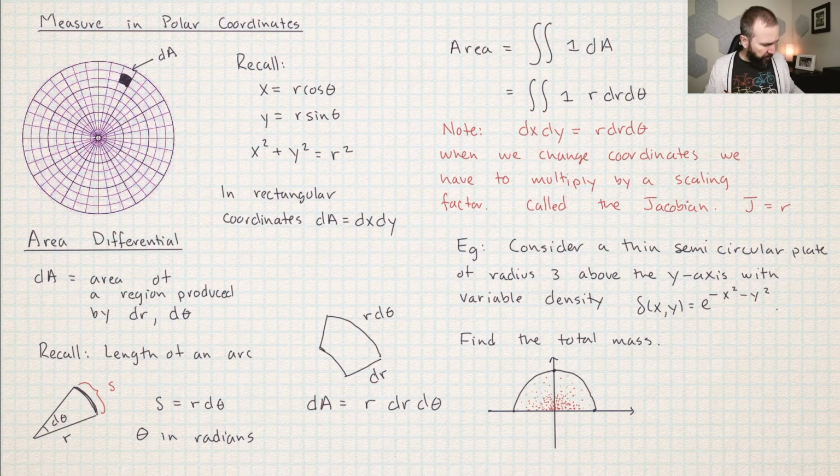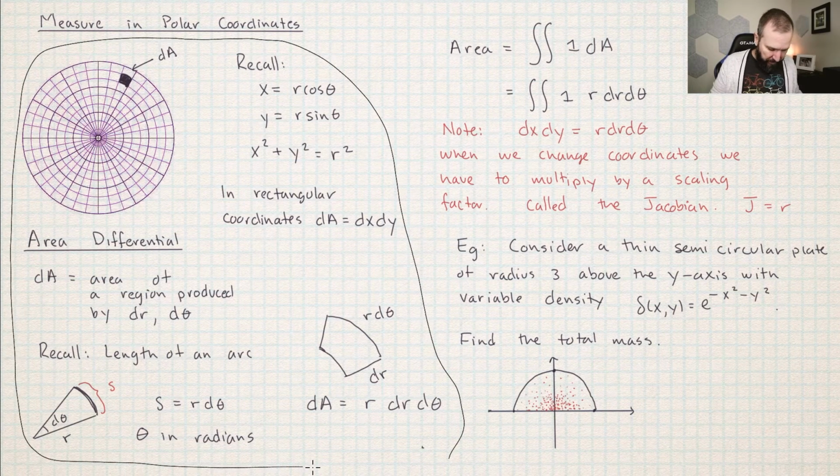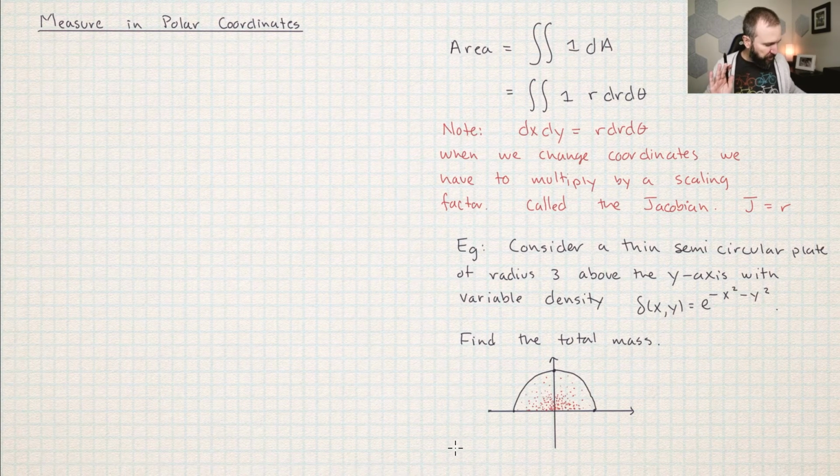Okay, I think I've come up with a pretty good example. I like this problem because you pretty much have to have polar coordinates in order to figure this out. I've got a semicircular plate here. The radius is 3, and it's only the part of the circle that's above the y-axis, and it has variable density. The density is e to the negative x squared minus y squared, which should be causing you to kind of panic here because we can't do these antiderivatives.